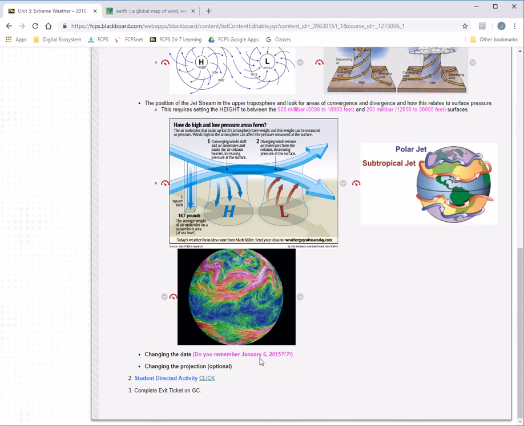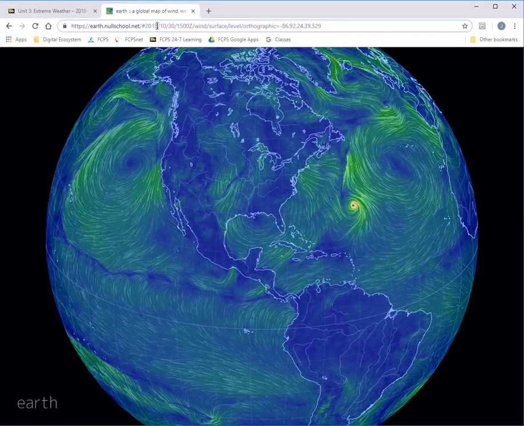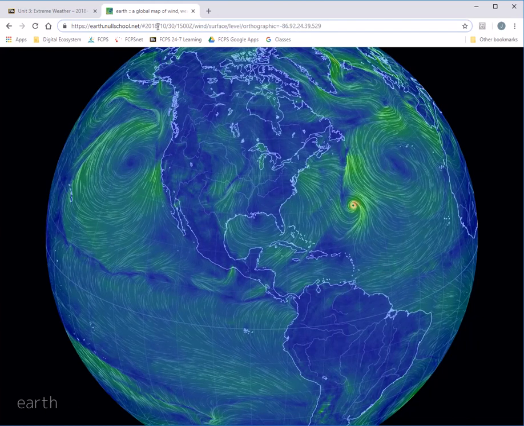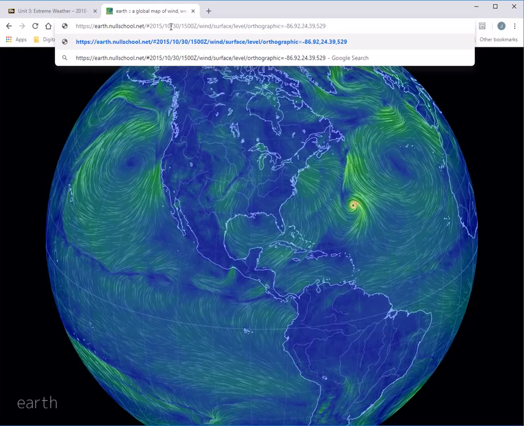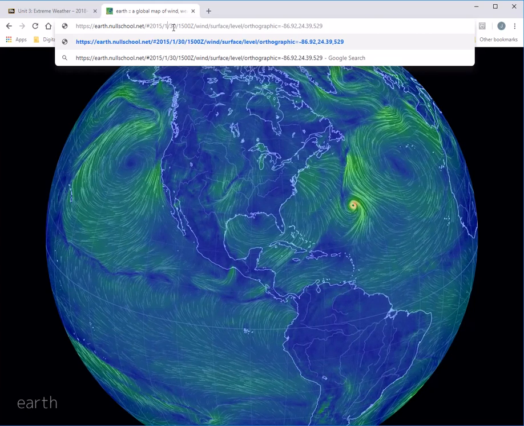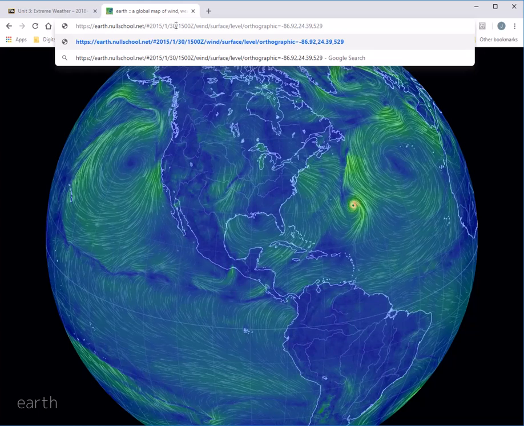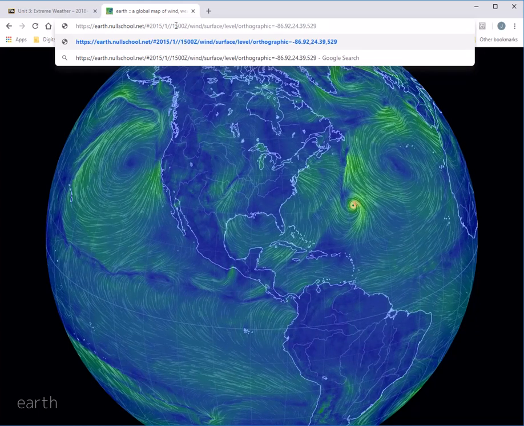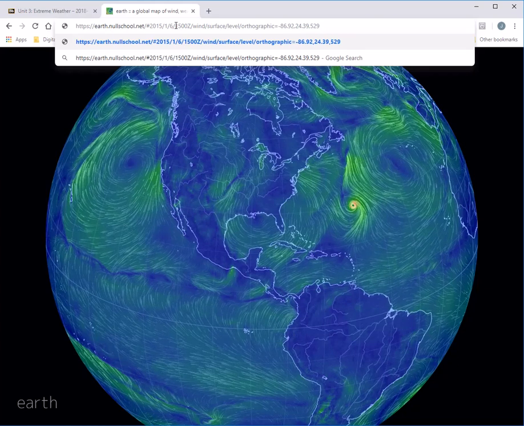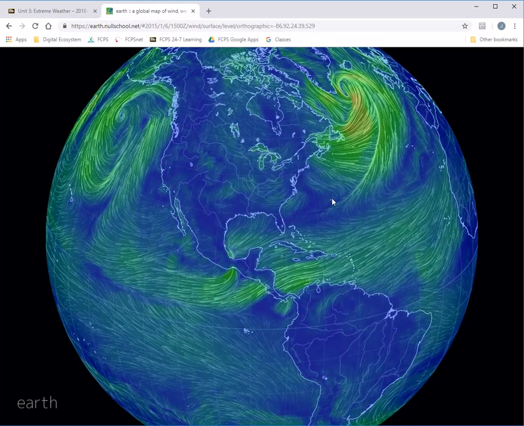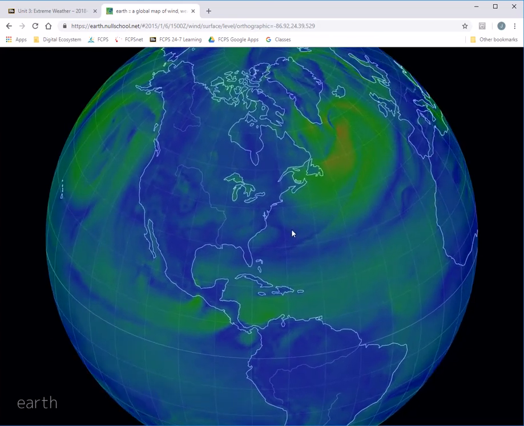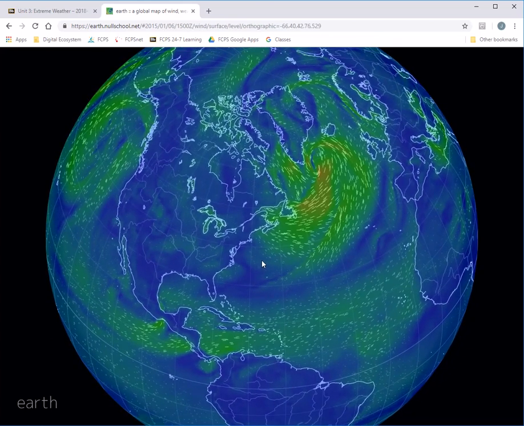So let's see what the weather looked like on that day. January 6, 2015. So you go up here to the top and change the 2018 to 2015. Change the month to January, number 1, and change the day to the 6th. And let's see if it will go there. It did. Okay, on January 6th, we got snow.